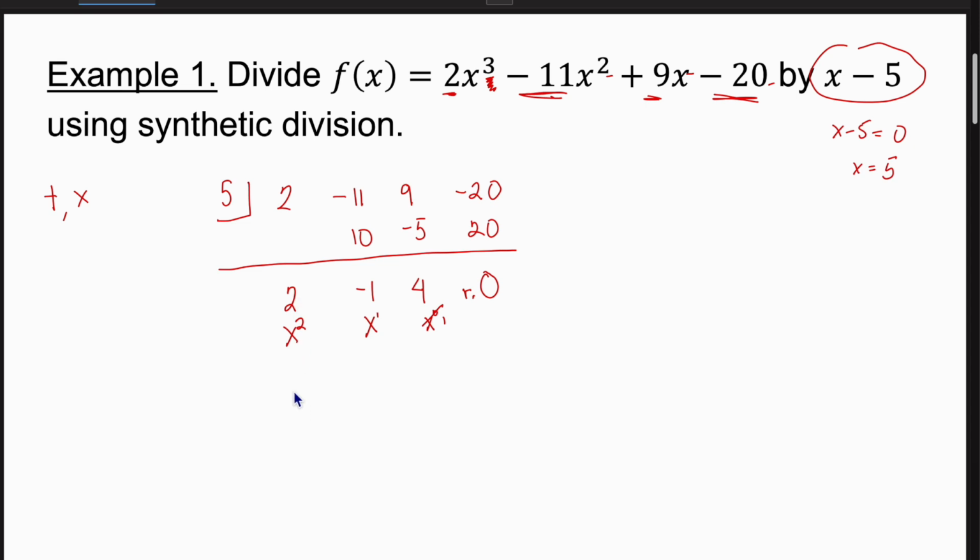So, 2 times x squared, that is 2x squared. Negative 1 times x raised to 1, that is negative x. 4 times 1, that is positive 4. Therefore, this is now the quotient: 2x squared minus x plus 4.